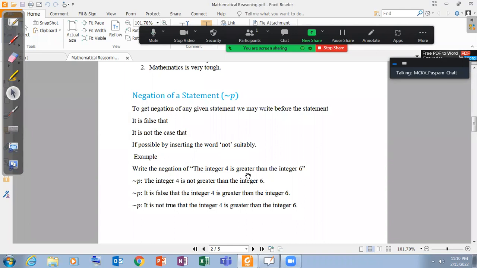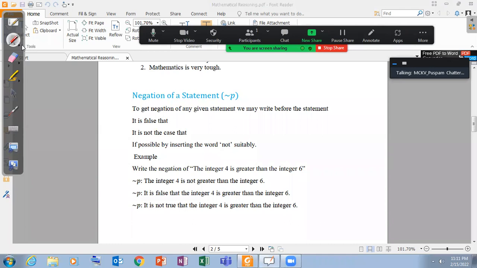An example is given here. The integer 4 is greater than the integer 6. If you have to write down the negation of the statement, you can say the integer 4 is not greater than the integer 6, or you can write it is false that the integer 4 is greater than the integer 6, or it is not true that the integer 4 is greater than the integer 6. Any of them is an appropriate negation of a statement. Again, please note down the negation of P.